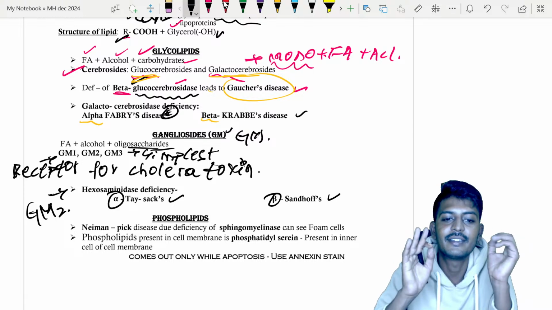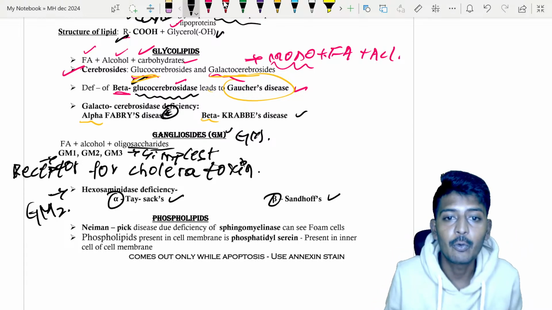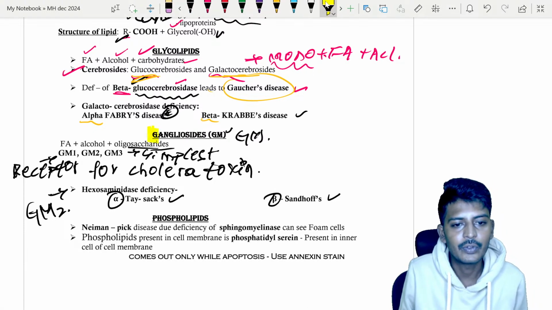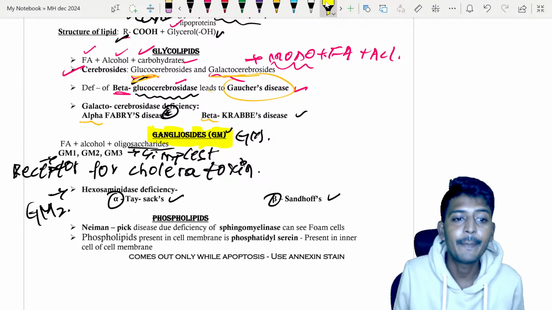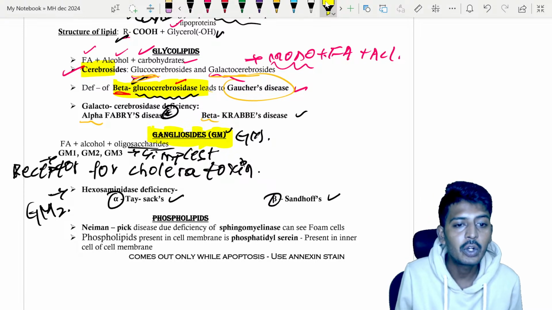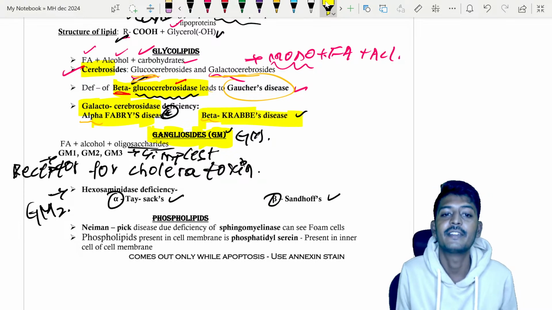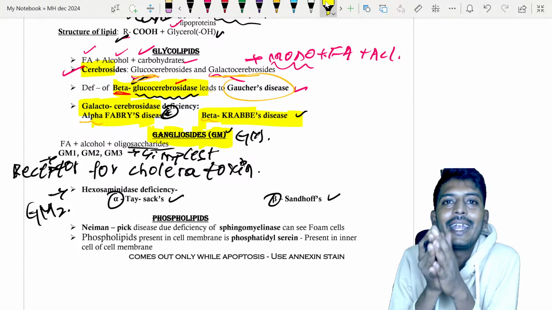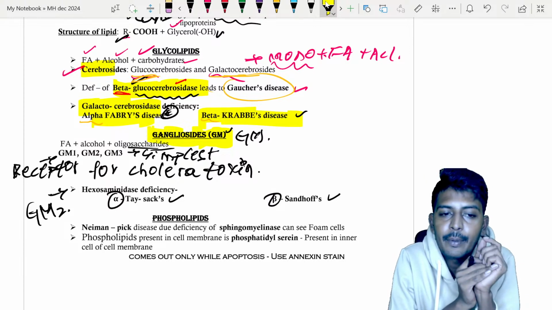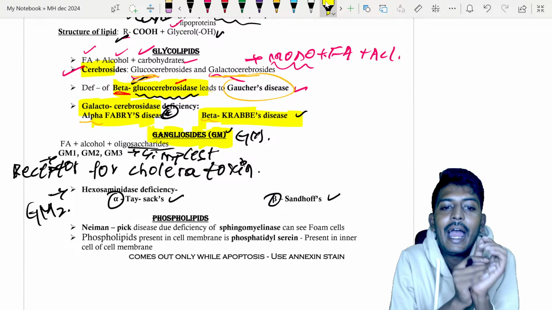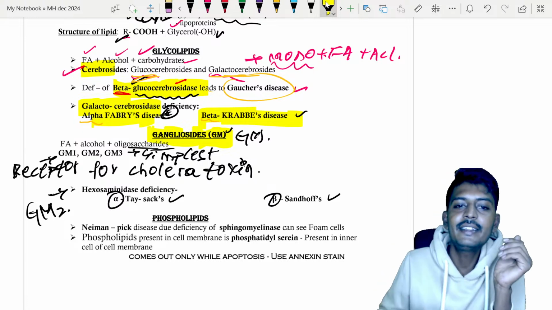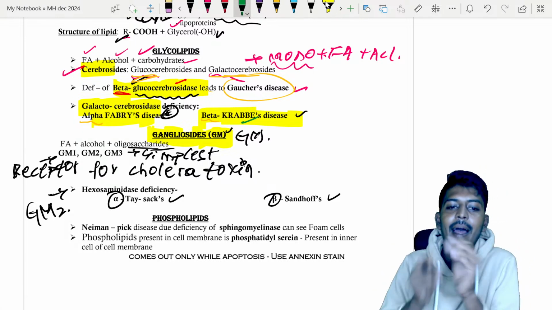In both of these diseases, what we tend to find is deposition of ganglioside. If there is a deposition of cerebroside, then it should be either beta glucocerebrosidase deficiency or galactocerebrosidase deficiency. If in the biopsy you find excessive deposition of cerebrosides in the body, along with deficiency of, for example, beta galactocerebrosidase, the disease is Krabbe's disease.